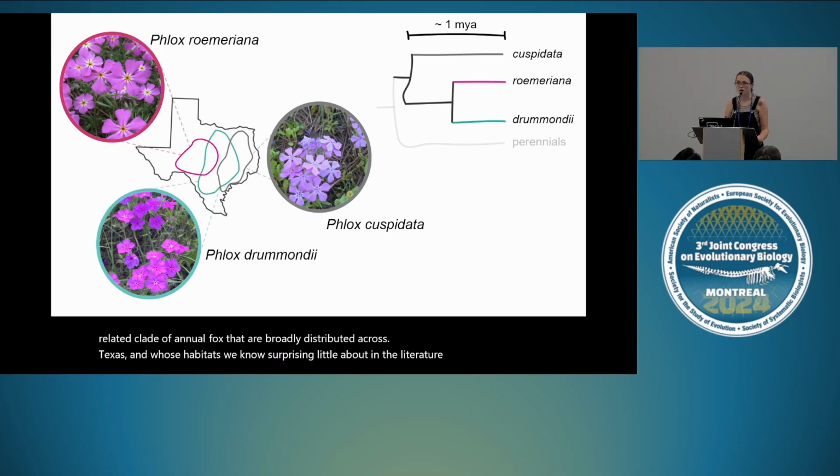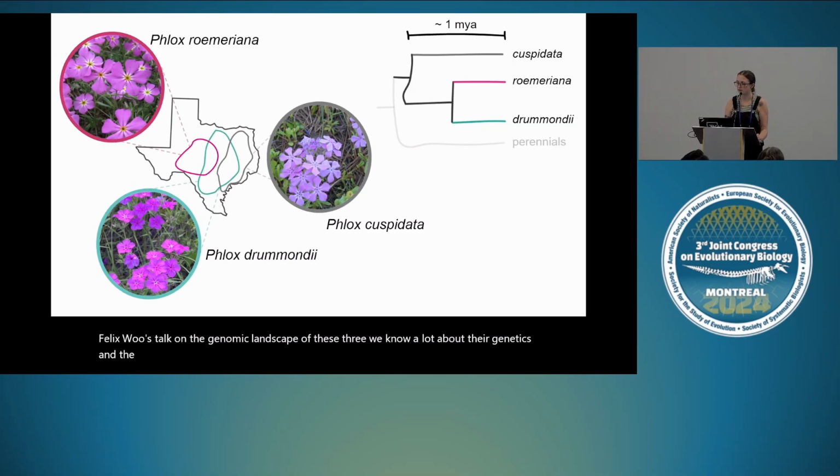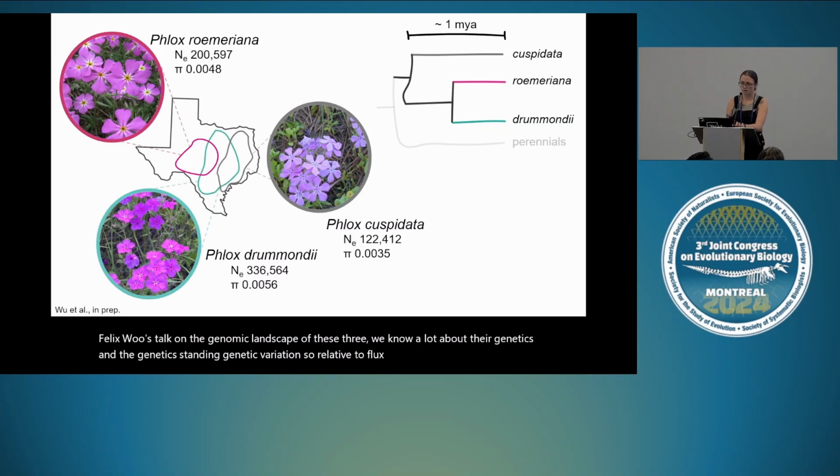But what we do know, especially now that we've all attended Felix Wu's talk on the genomic landscape of these three, is that we know a lot about their genetics and the standing genetic variation. So relative to Phlox drummondii, shown on the bottom here circled with blue, Phlox cuspidata and roemeriana have much lower effective population sizes and relatively lower nucleotide diversity, estimated with RAD loci.